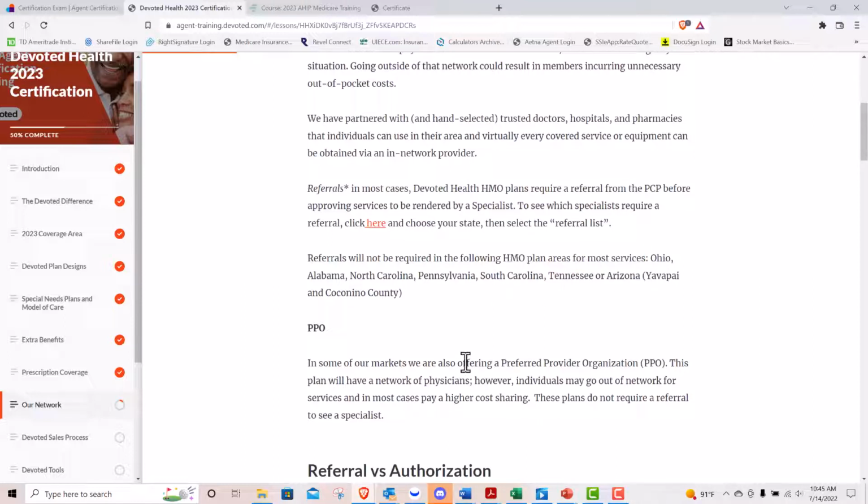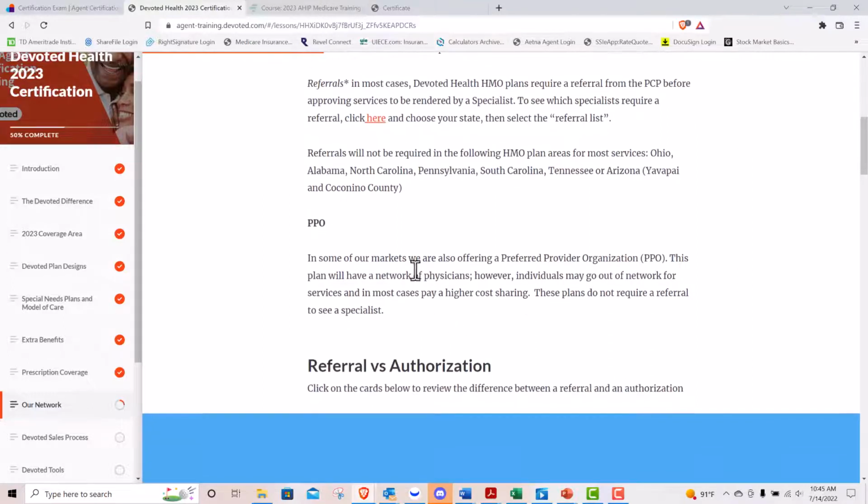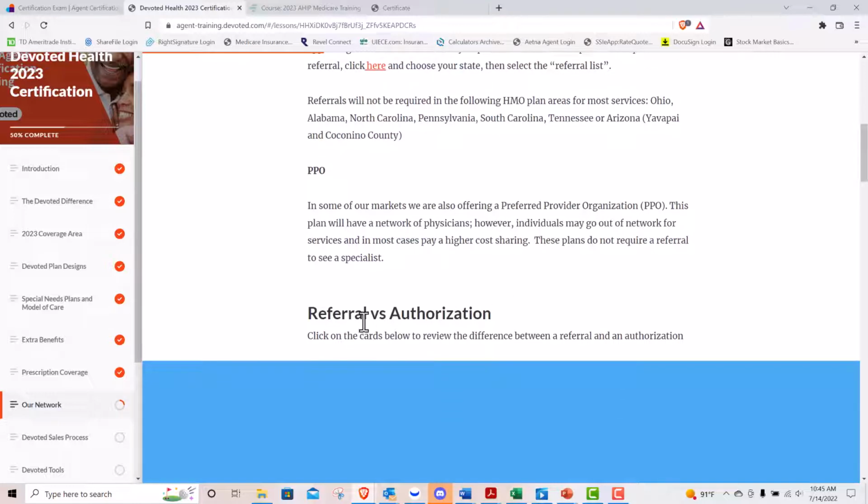So if you're doing a referral, which also has the specialist doing some kind of procedure, you might need a prior authorization for that procedure, which in that case, you would need the referral for that provider. PPO, everyone knows about PPOs. You stay in the network, less cost sharing, go out of network, more cost sharing. There we go. Referral versus authorization.